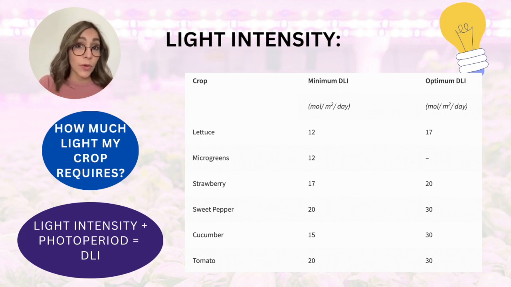Light intensity is really important because depending on light intensity, you will be able to reach the DLI that is required by the plant. Remember, DLI is the amount of light that the plant is receiving per day, and as you can see in this table, there are specific requirements of DLI for different crops. If you don't have enough light intensity, you won't be able to reach the specific DLI that is required by the plant.